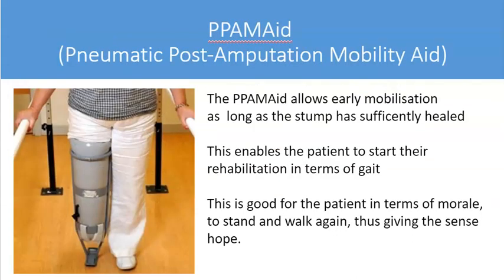So the PAMAID, what is the PAMAID? It's the post-amputation mobility aid, pneumatic, which means with air because it's inflatable. Okay, and this is really good. It hasn't changed in probably about 100 years. Effectively, you get an inflatable within a metal cage, and you inflate this balloon that you put on the end of the stump, and that protects the stump, making sure it's only about 40 millimeters of mercury, which is roughly the same as our blood vessels, and then it allows your patient to stand and actually walk as early as the stump has healed.